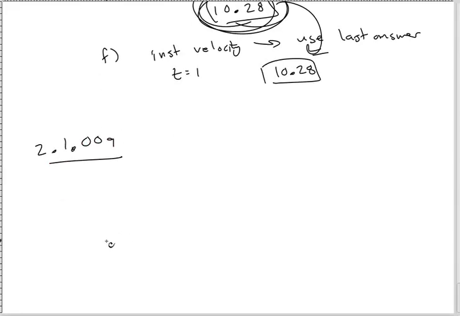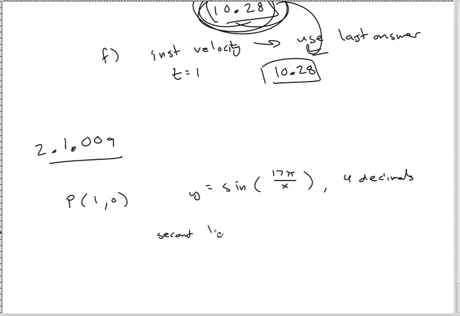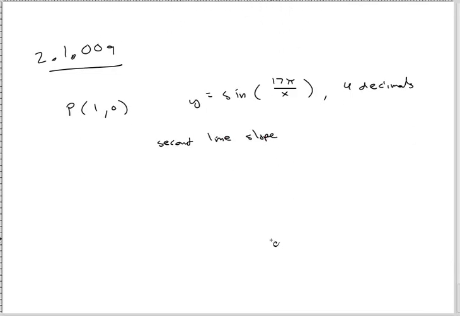2.1009. And I think this is the last question of this section, so that's cool. We got a point, 1, 0. We have a function, sine of 17 pi over x, something like that. They want you to go to 4 decimals, okay? And they want the secant line slope. Again, basically 2 different points.